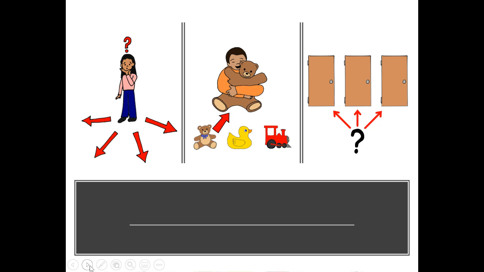They all show, well, they all show choices. So write the word choices. 1 choice, 2 choices, many choices. Choices.